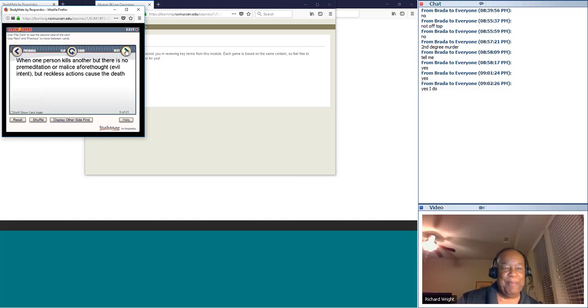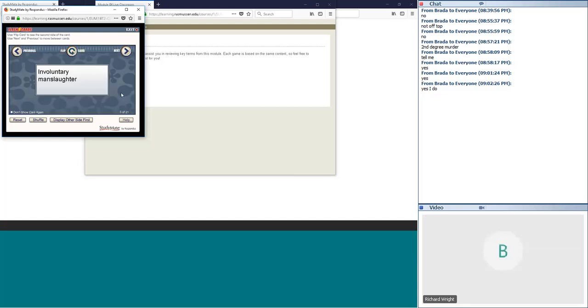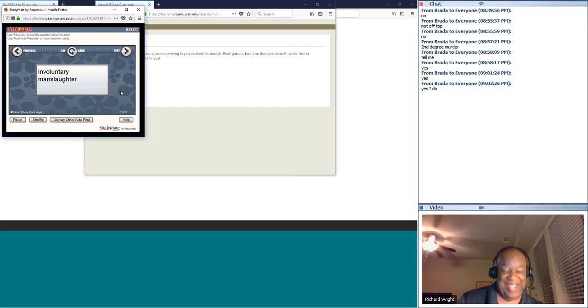But anyway, last thing. When one person kills another, but there is no premeditation or malice or forethought, evil intent, none of that, but reckless actions which cause their death. What is that? Second degree. No, you're right. You were right. Involuntary manslaughter is often second degree murder or manslaughter.